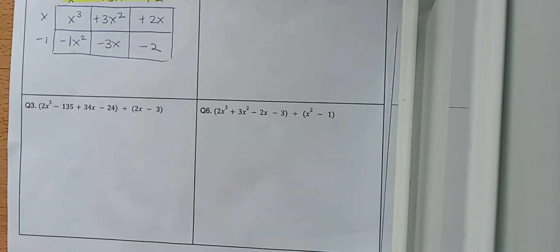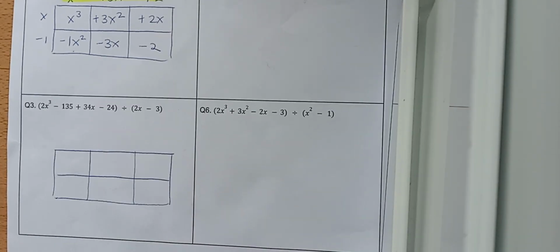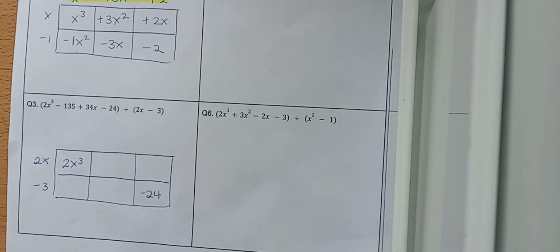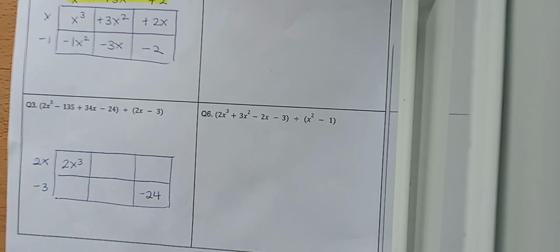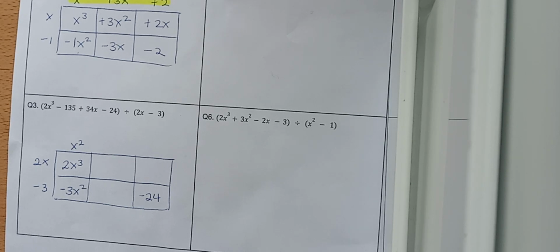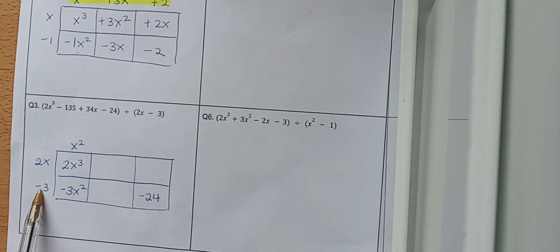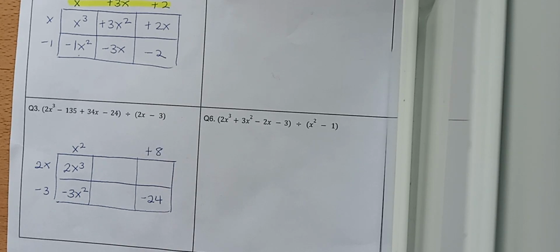Question 3 is another cubic, so 6 boxes again. First and last terms filled in, and I'm filling in my linear factor on the outside. Okay, so now let's have a look. What's going to have to go there? X squared. That means I can fill in this box now, minus 3x squared. Minus 3 into minus 24 goes plus 8. Put that on the outside, and then I can multiply to get this box.